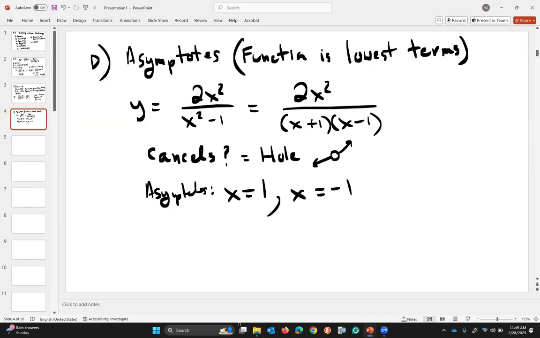So just factoring. When we factor, if it doesn't cancel out, then it's an asymptote. And so now notice.